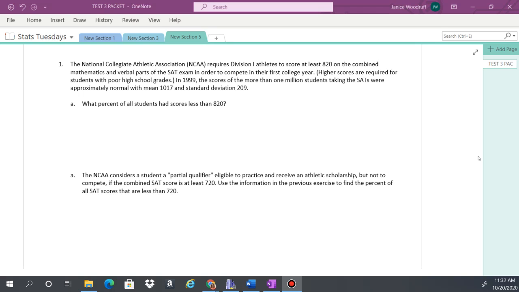In 1999, so this is pretty outdated data here, the scores of more than 1 million students taking the SATs were approximately normal. So your mean was 1017, standard deviation 209. I know that the mean has gone up significantly since then. So the SATs have gotten harder, but students have actually gotten smarter and gotten better at taking the test. But anyway, what percent of all students had scores less than an 820?